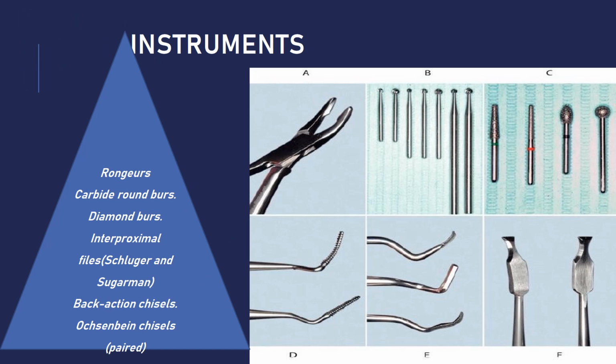So coming to the armamentarium, the instruments needed for osseous resective surgery: we have rongeurs, carbide round burs, diamond burs, and interproximal files. The curved one is called the Schluger file, and the straight one is the Sugarman file. And this is the back-action chisel, where the cutting edge is towards the back, and then there are the Ochsenbein chisels, which come as a pair, one for the mesial and the other for the distal side. So these are the instruments needed for resective osseous surgery.